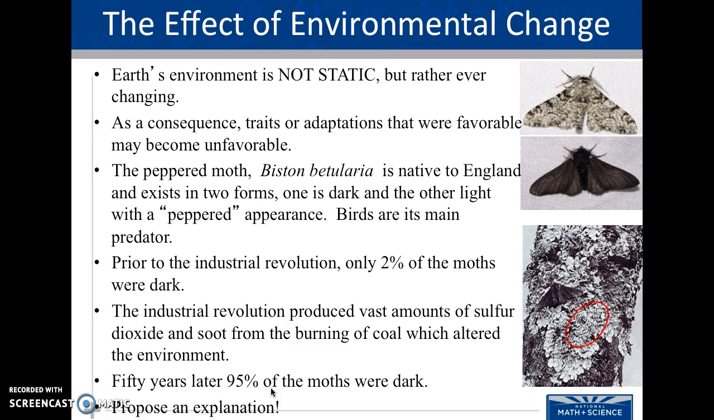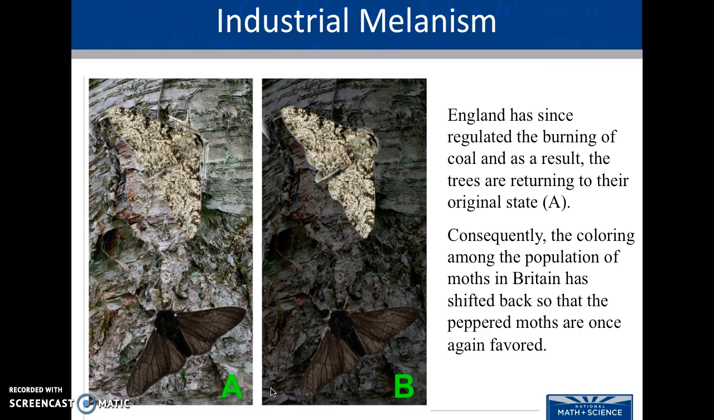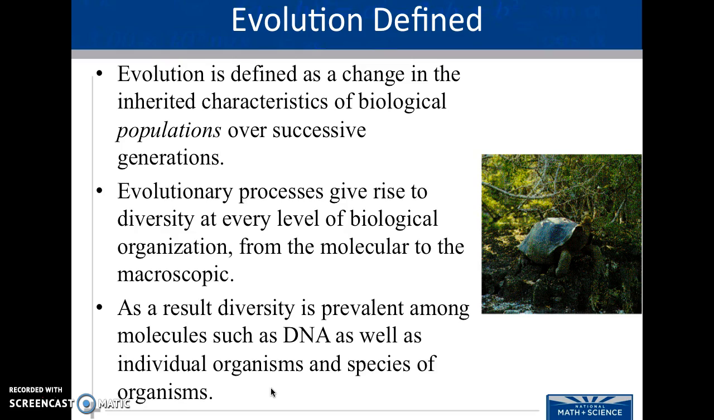The moths could not change their color, but what did happen is those black moths became more fit, meaning they survived, they reproduced, adding their black coloration genetics to the gene pool. 50 years later, 95% of the moths were dark. Okay, they did not change their color. They were just able to survive. They were more fit. They had that black adaptation, and they passed on their genetics. We call this industrial melanism. Okay, and this is an example of that.